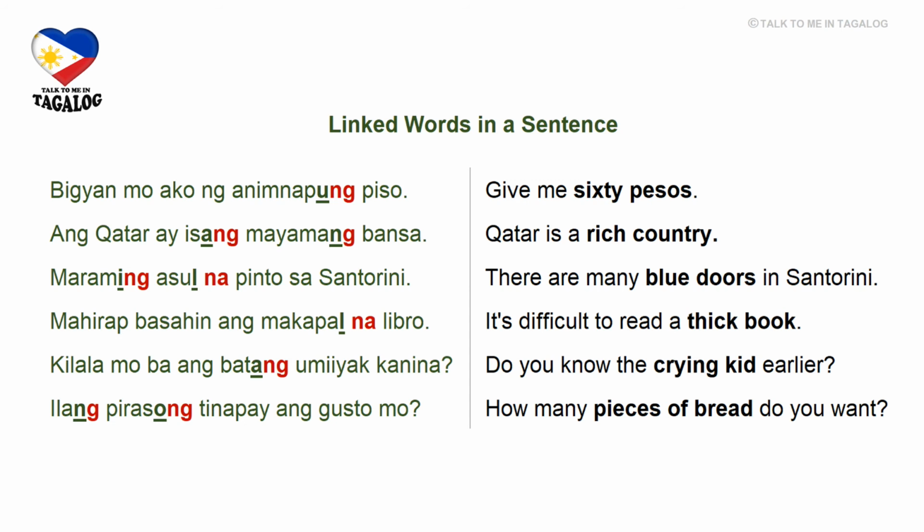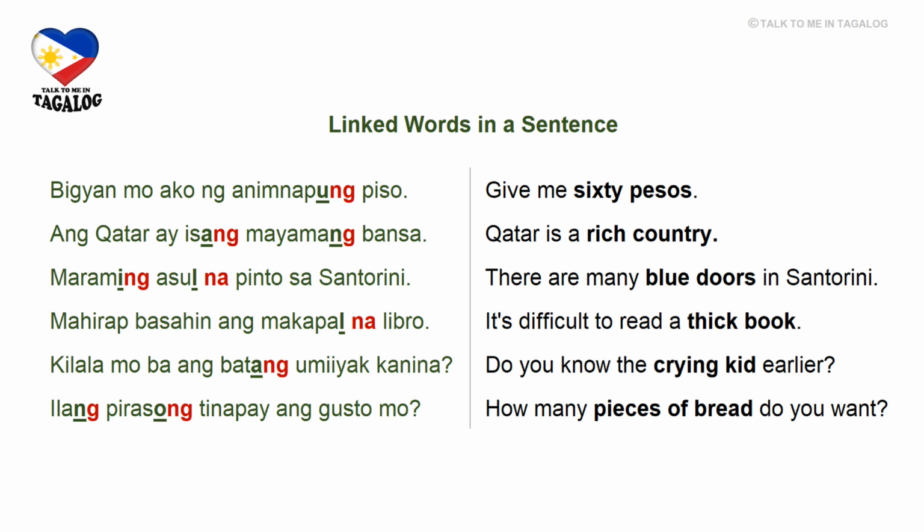Maraming asul na pinto sa Santorini. Marami is many. Asul means blue. Pinto is door. Maraming asul na pinto sa Santorini. There are many blue doors in Santorini.